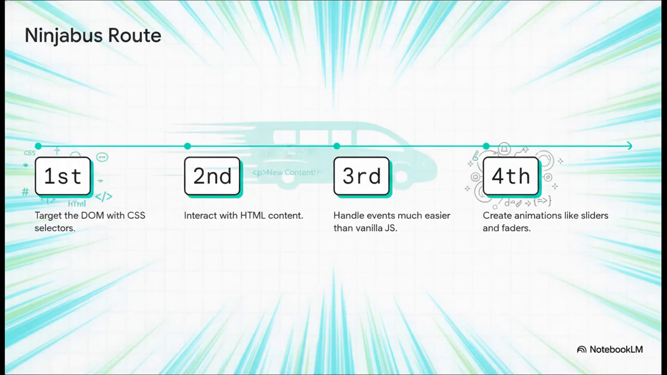So here is our actual Ninja Bus route. Phase 1 is learning to target the DOM. Once you have a lock, Phase 2 is where we interact with that HTML. Phase 3 takes us into handling events, and finally, Phase 4 is where we create animations. It's a fantastic visual track from basic targeting all the way to complex, flashy interactions.